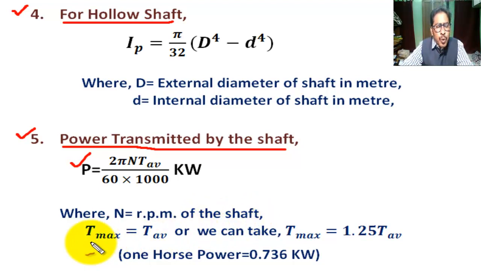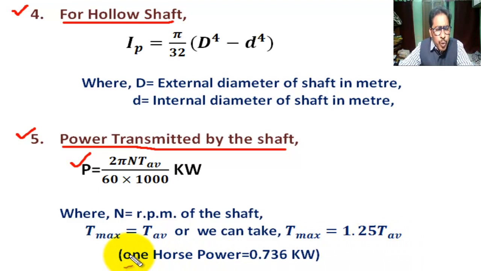If there is no mention in the problem, we take T max equals T average. Otherwise, we can take T max equals 1.25 T average or T max equals 1.20 T average.